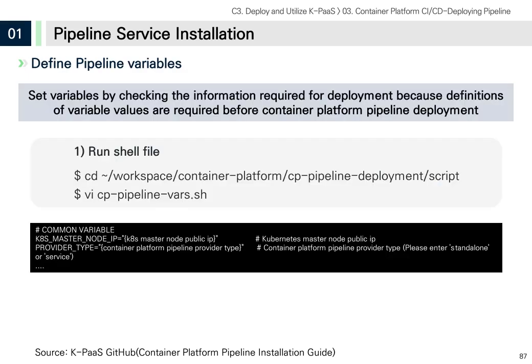Next is the procedure for defining pipeline variables. Before you deploy the container platform pipeline service, you need to define the variable values. To do this, you need to set the variables by checking the information required for the deployment. Proceed to the following path: workspace, container-platform, cp-pipeline-deployment, script. Then edit the cp-pipeline-vars shell file.